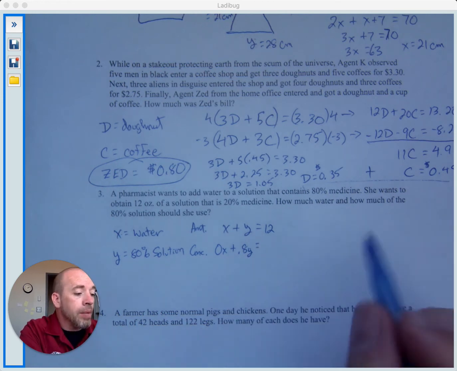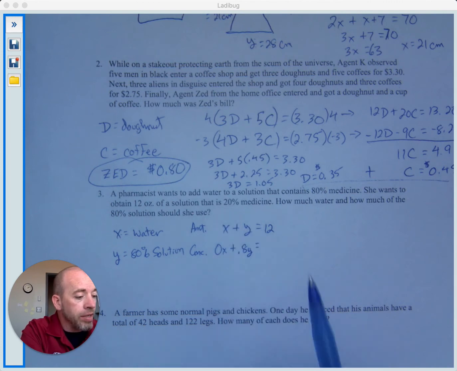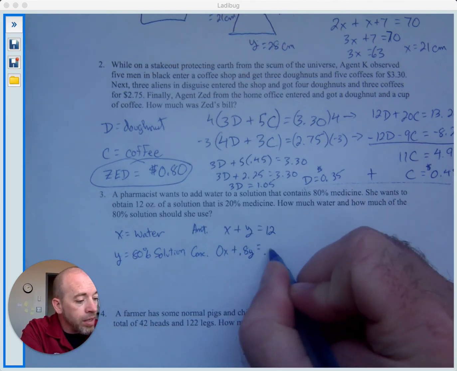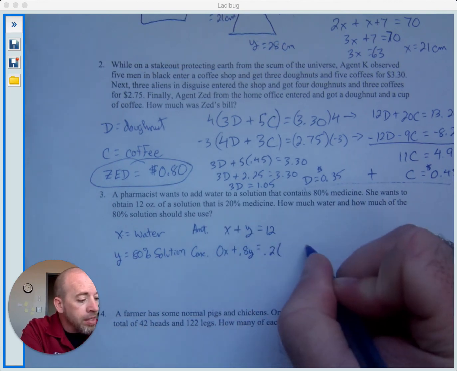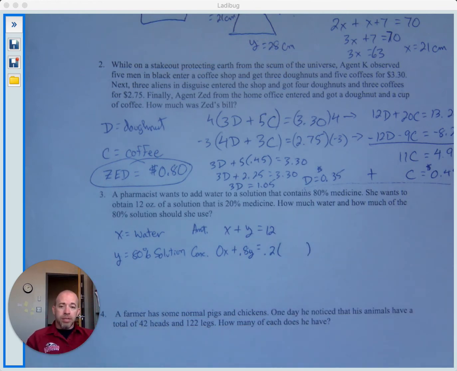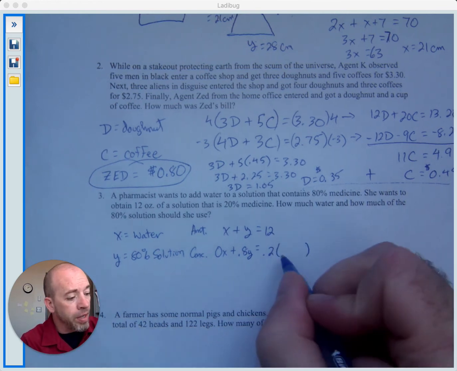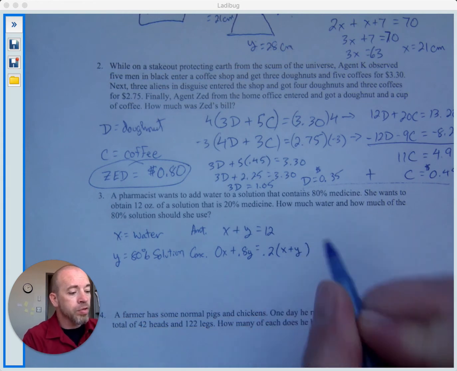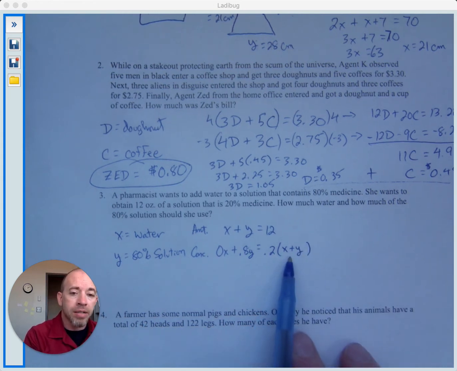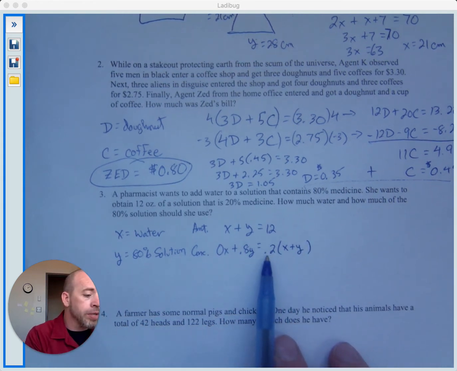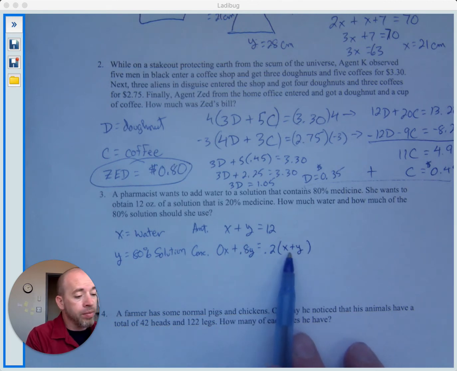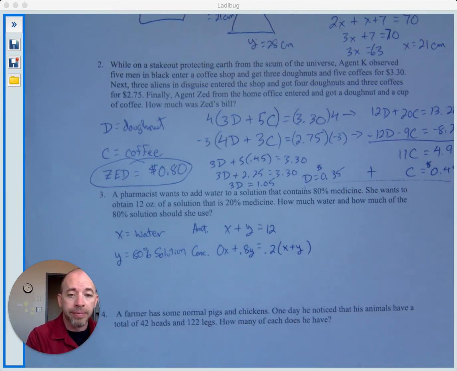And what we want to end up with is a 20% solution, right? So 0.2, but that's 0.2 of the total amount. And the total amount is really X plus Y. And this is the part that really throws people usually. But that final solution concentration is 20% of the total amount. And we added X plus Y to get the total amount.